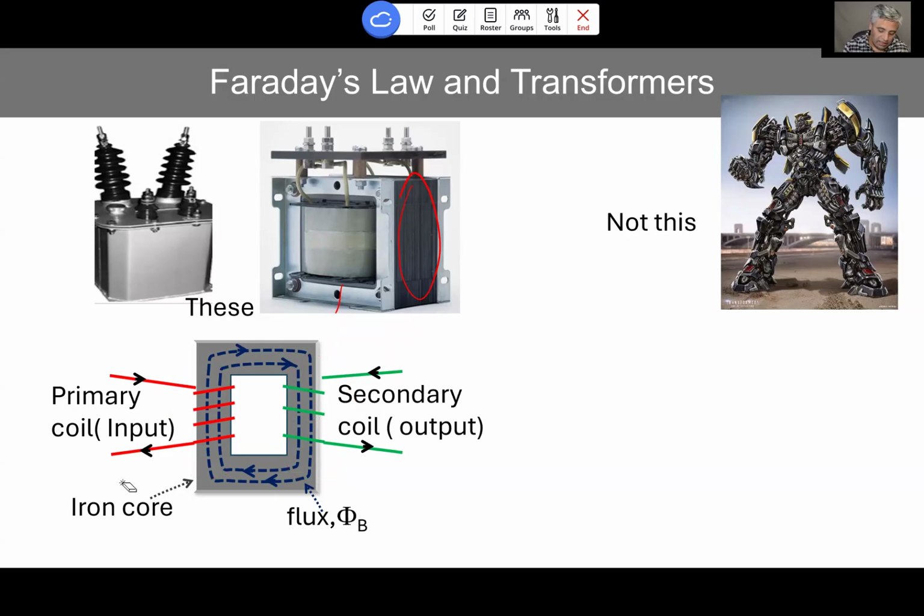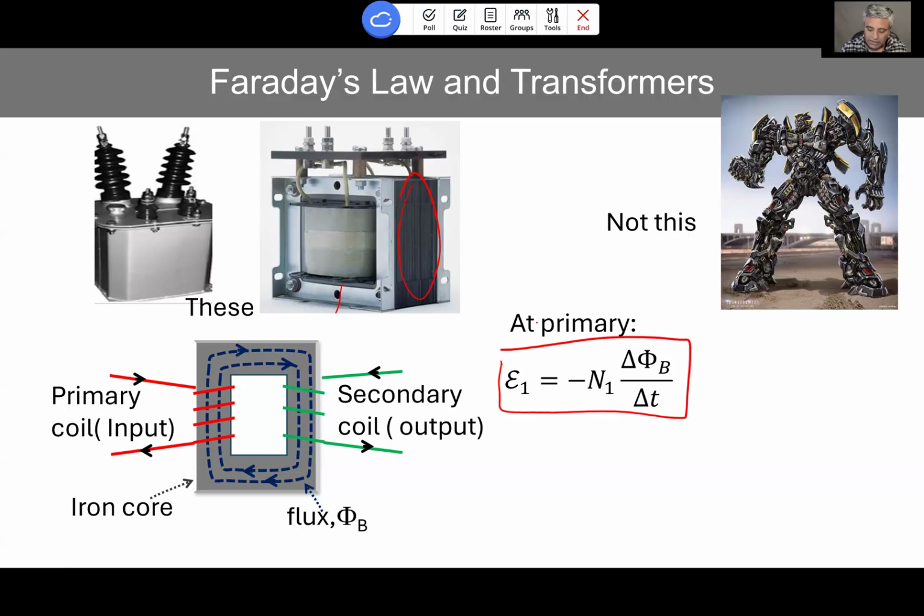Okay. And now what happens is that this transformer does not work with DC voltage or current. It only works with AC. And why is that? Because we learned that EMF is given by this equation, and this is the induced EMF. And this EMF is induced only when the flux is changing. If flux is not changing, then there is not going to be induction. Induction is going to be zero.